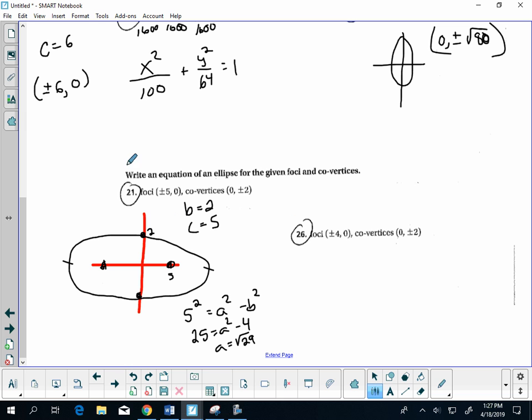So when I write that equation, I know x is first, because that's my major axis. And I'm going radical 29 squared, which is just going to be 29. A plus sign. My y is second, and they gave me my co-vertices. That'll be 2 squared, which I probably should have just written 4. And it's going to equal 1. Follow the same procedure for 26.